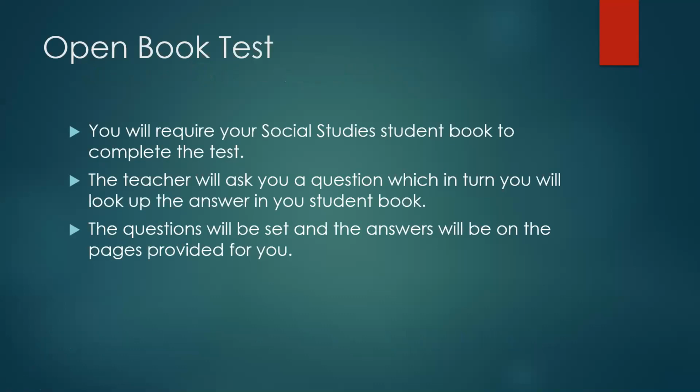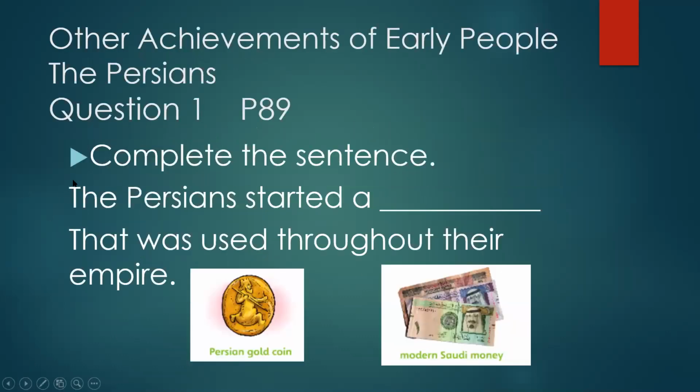You'll look up the answer in your student book, and the questions will be set and the answers will be shown to you on the pages that we will be reading. So with that said, we're going to have a look at the questions first, then going to our relevant pages that we will be reading in our student books to find these answers. So we are still on the chapter, Other Achievements of Early People, the Persians this time.